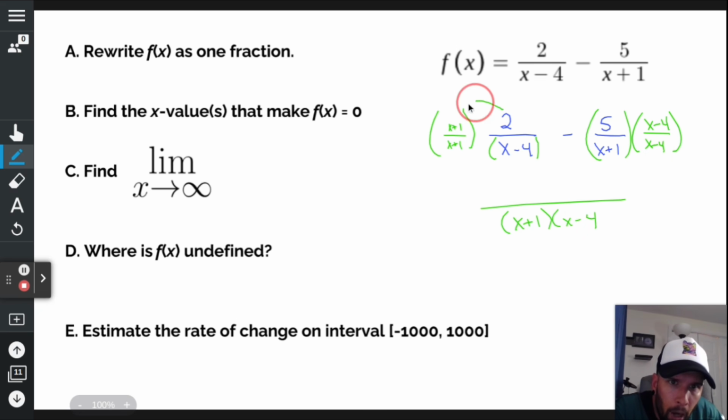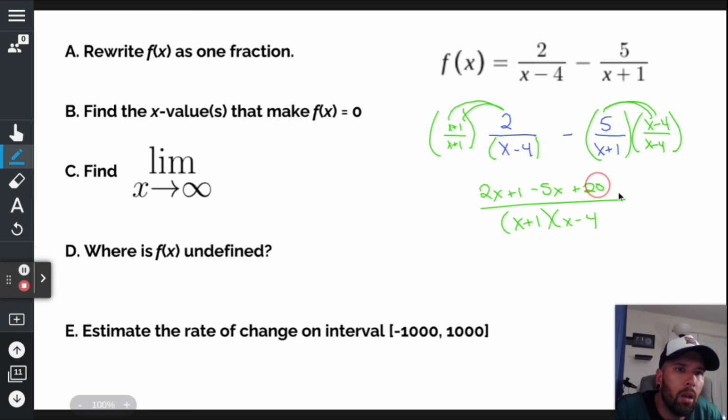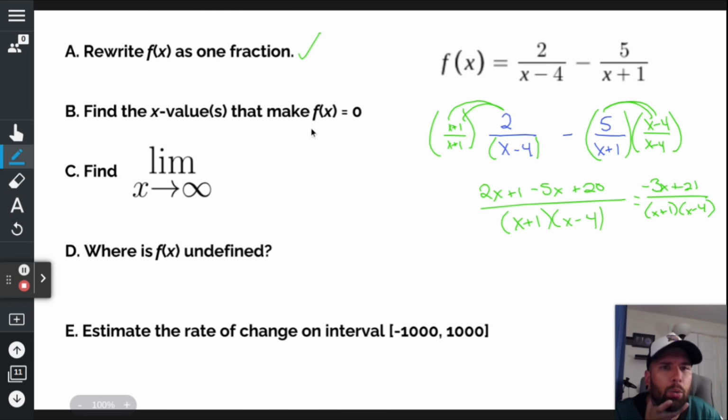Upstairs, if I do distributive property, I have 2 times x, 2 times 1, negative 5 times x, be careful, negative 5 times negative 4. And then these guys combine to make negative 3x plus 21 over x plus 1, x minus 4. All right, done.